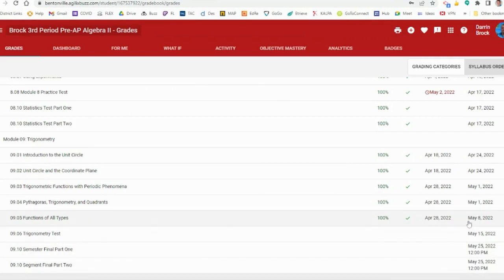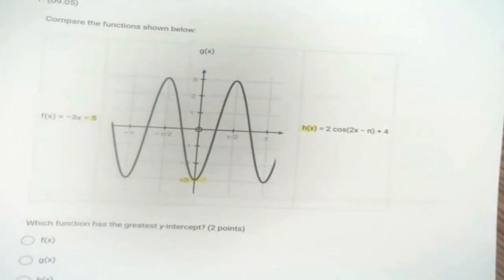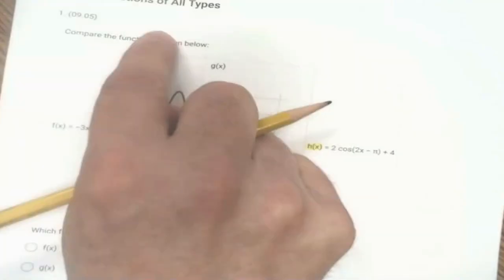So this week is functions of all types. So let's look at that together. I'll just change my screen. All right, so functions of all types is simply this. We're taking all the functions you've learned up to this point and having you compare them, just making sure that you can compare one function to another function. So I'm just looking at the actual assignment for this week.